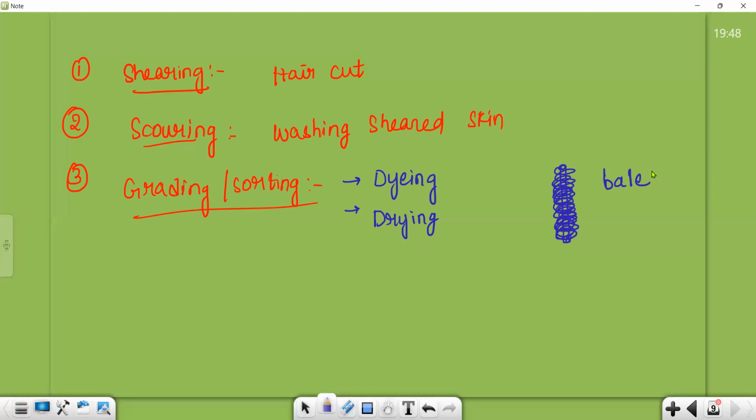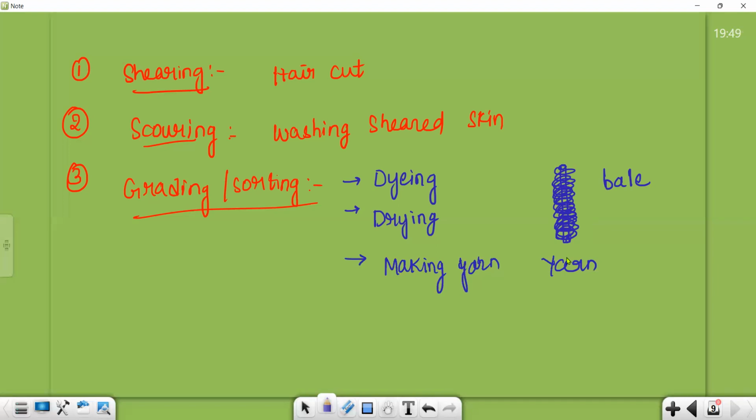Ma'am, can I tell something? Yes. Ma'am, in our country, pashmina wool is very soft. Yeah, ma'am, it's very costly, ma'am. The pashmina. And it is very soft also. Yes. Fine. So after the drying process, the bale goes to the mills and then it is made into yarn. So you know yarn, right? Yeah, ma'am. Okay.